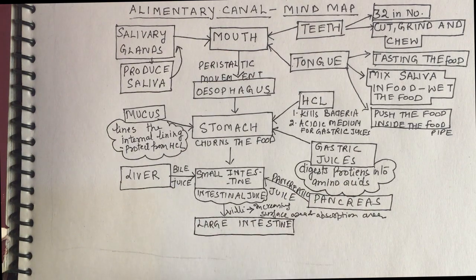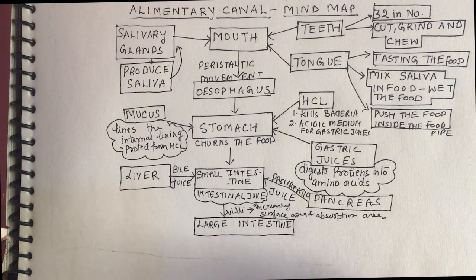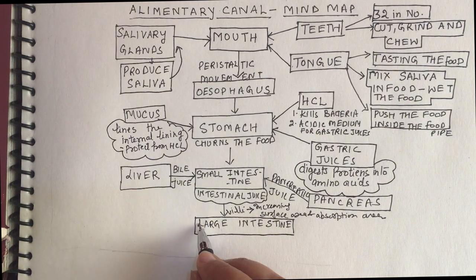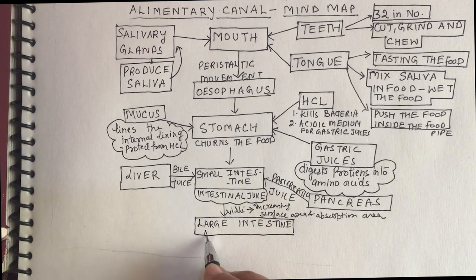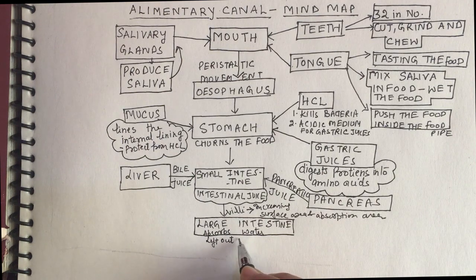It goes into the large intestine now. The food is already digested, absorbed through the blood vessels which are present in villi. Now leftover food is now gone into large intestine. Now in large intestine, what happens? Large intestine absorbs water, and whatever is left out, the left out nutrients.